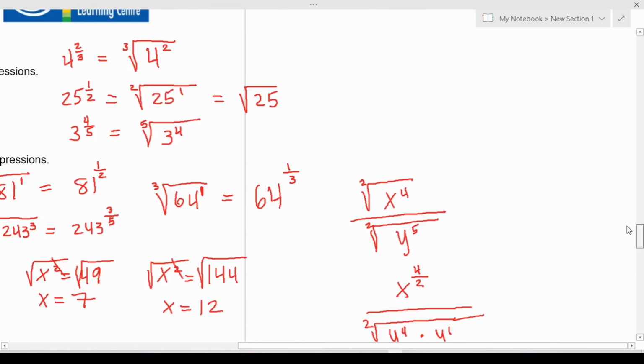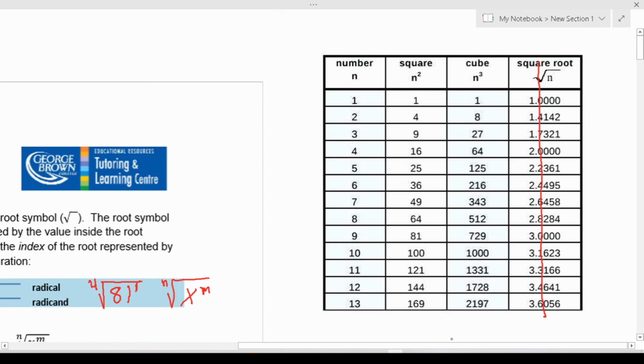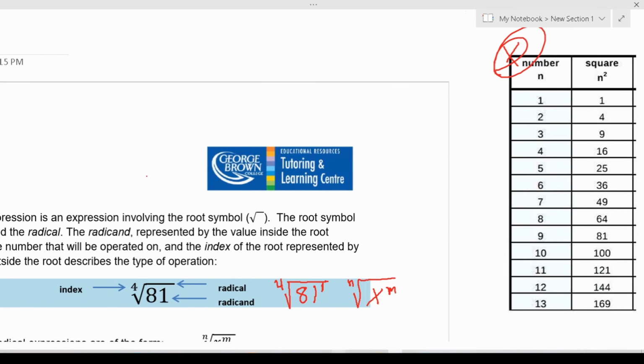So that's it for today's video. As I mentioned, you definitely want to commit this chart to memory. It will help you skip steps as you work with these radicals on the ASVAB.